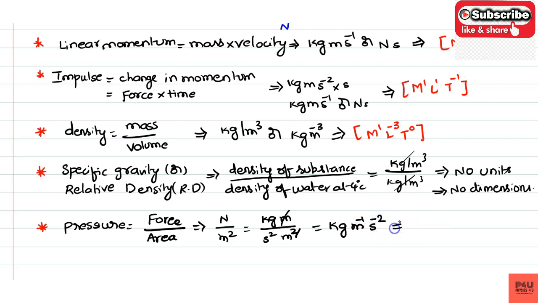So for this one you should write the dimensional formula. So we'll get M power 1 L power minus 1 T power minus 2. So this is the dimensional formula for pressure.